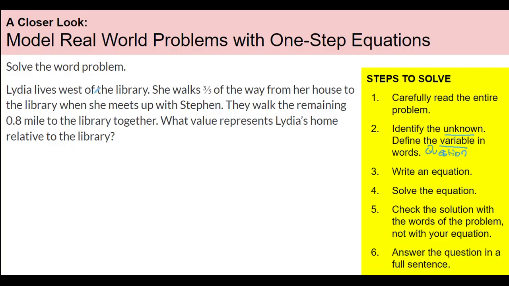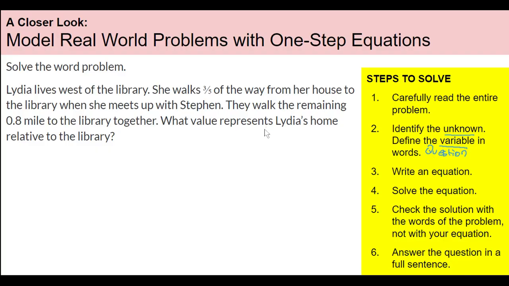Lydia lives west of the library. She walks 3/5 of the way from her house to the library when she meets up with Stefan. They walk the remaining 0.8 miles to the library together. What value represents Lydia's home relative to the library? Okay, so what are we trying to find? What is the unknown? What is the variable?